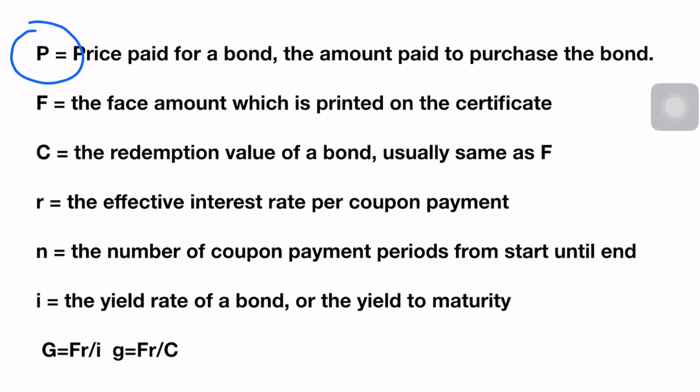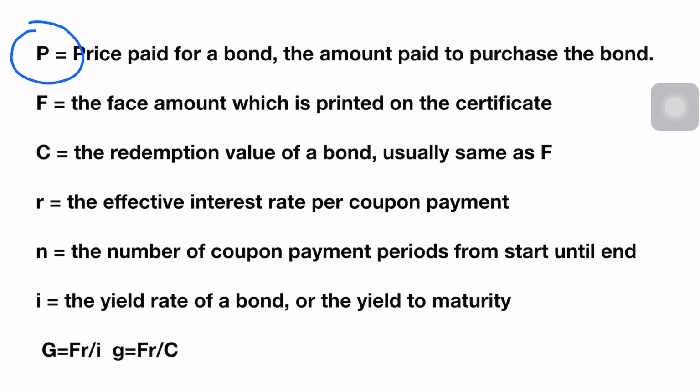And then the third one is C. C is the redemption value of a bond. It is usually the same as F. When the question does not mention whether it is greater or smaller than F, we will just use F equal to C.